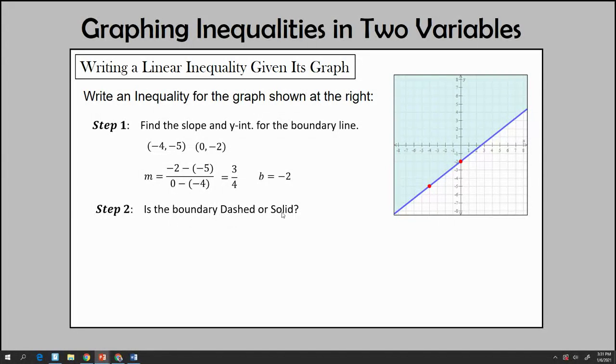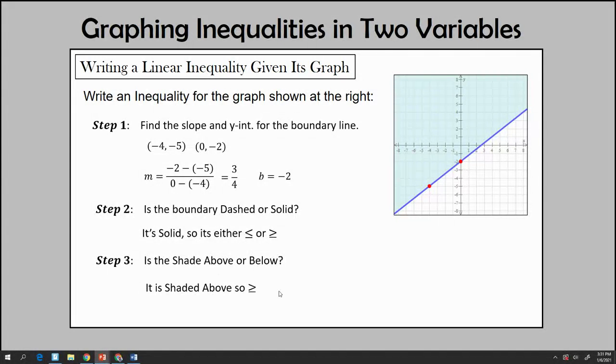Now, is that boundary line dashed or solid? Well, the boundary line is solid. So if it's solid, that means it's either going to be less than or equal to or greater than or equal to, right? The greater than and less than are out. It's got to have an equal to on it because it's solid. Did they shade above or below? Well, they shaded above. Since they shaded above, we know that of these two choices, it's got to be the greater than or equal to.